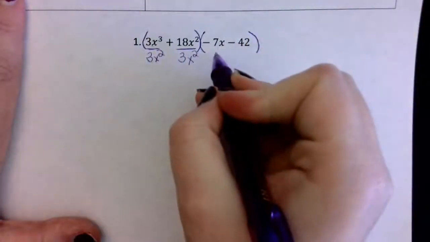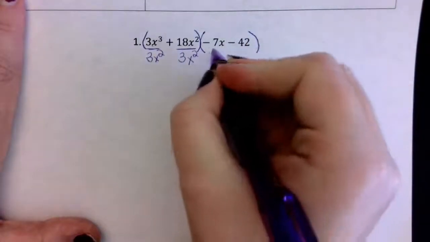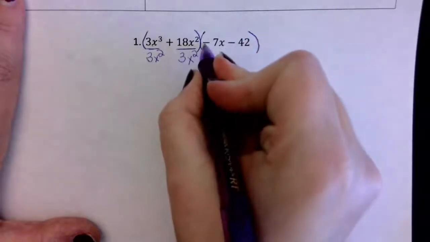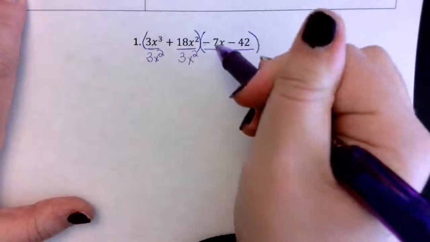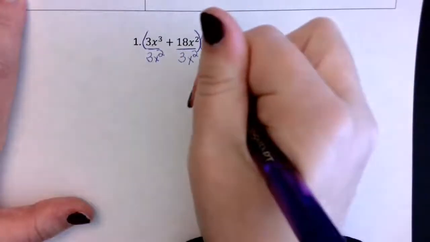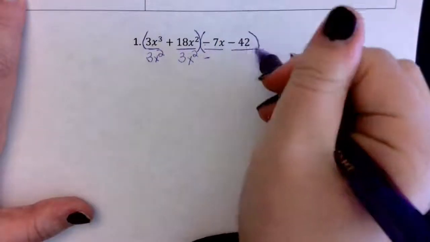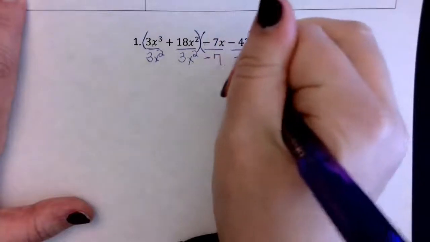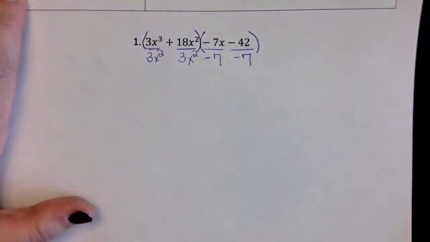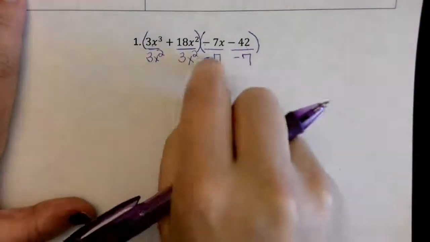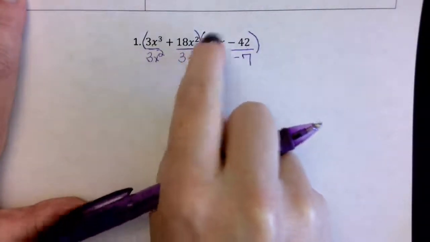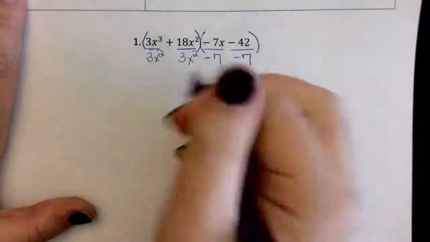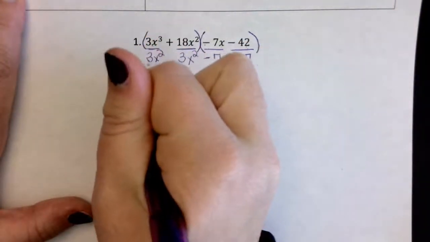I look at my second set of parentheses. Because this sign here is negative, I have to take out a negative value. So for negative 7x and negative 42, a negative 7 would be the greatest common factor of those two terms. Because this sign is negative, I have to take out a negative, the one that begins the second set of parentheses. All right, so I write this 3x squared at the front.